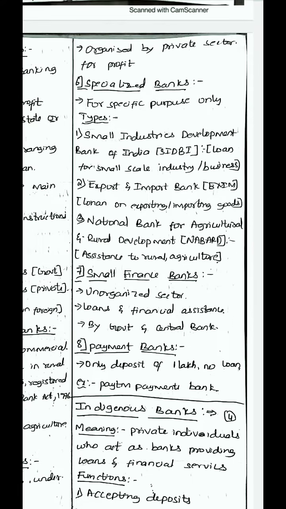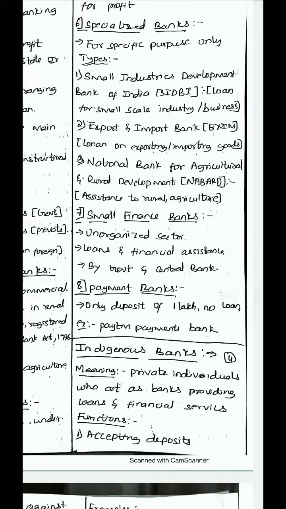The next is specialized banks. Specialized banks are the banks with a specific purpose. They only work for that purpose, so they are called specialized banks. Types of specialized banks: we have Small Industries Development Bank of India, SIDBI. Their function is giving loans for small scale industry and business only. Then we have Export and Import Bank, EXIM. They give loans on exporting or importing of goods. Then we have National Bank for Agricultural and Rural Development, NABARD. They give assistance to rural and agricultural sectors.